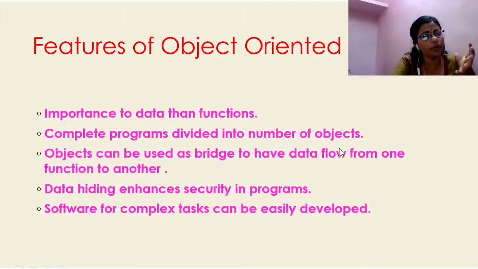Objects can be used as a bridge to have data flow from one function to another. Just in the previous slide you saw, right? You have three objects, object A, object B, object C. These objects could interact with each other. The functions could be made use of. All that was possible, but with some restriction, since restriction means the data was kept secure.